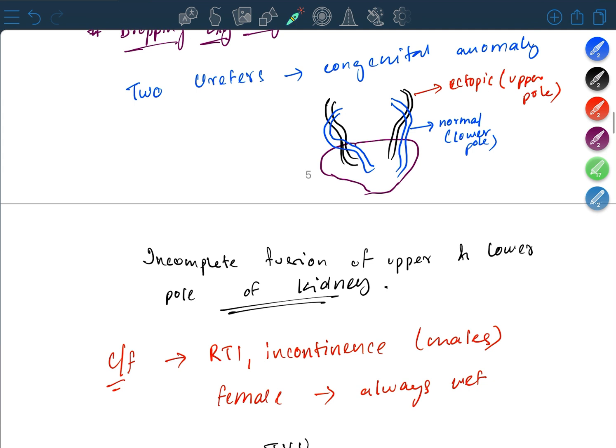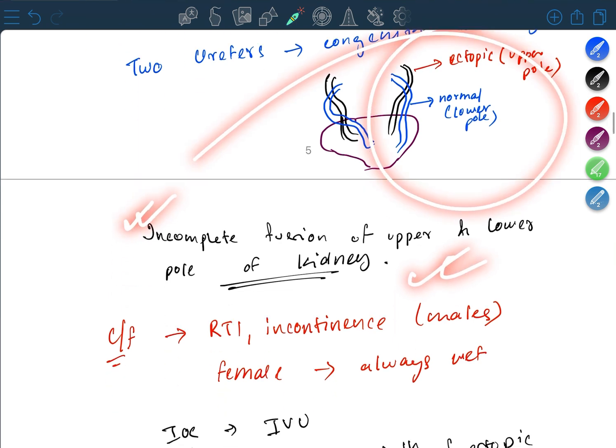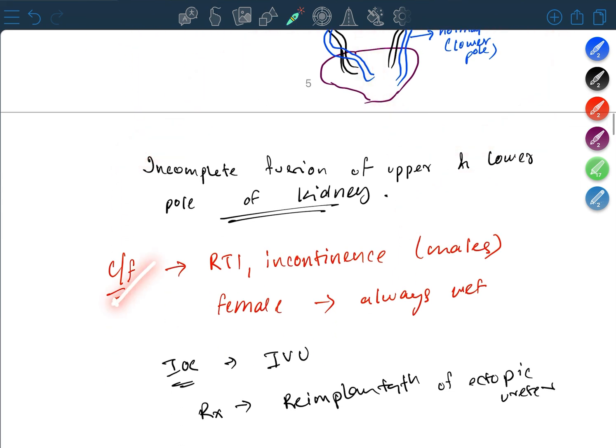So there is incomplete fusion of the upper and lower pole of the kidney. Yes, the poles of the kidneys are not fused, upper and lower lobe. That's why two ureters are produced. Common features, this is very important: recurrent UTIs and incontinence. Recurrent UTIs. Not able to control it.